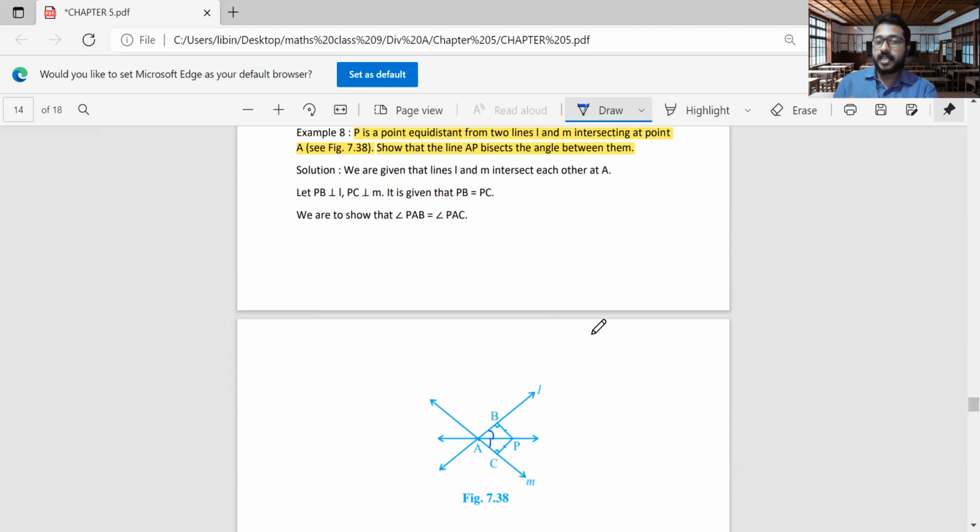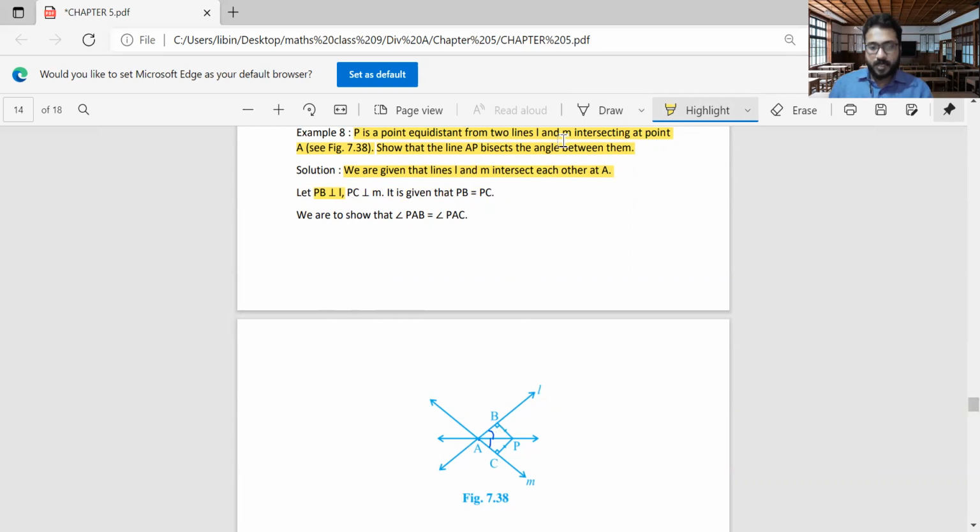So specifically, we should consider which triangles. Okay, that's how actually we are choosing. Which triangles should I choose? Let us see. We are given that the lines L and M intersect each other at A. Now we are supposing, or by the figure you can see, that PB is perpendicular to L. See, PB is perpendicular to L.